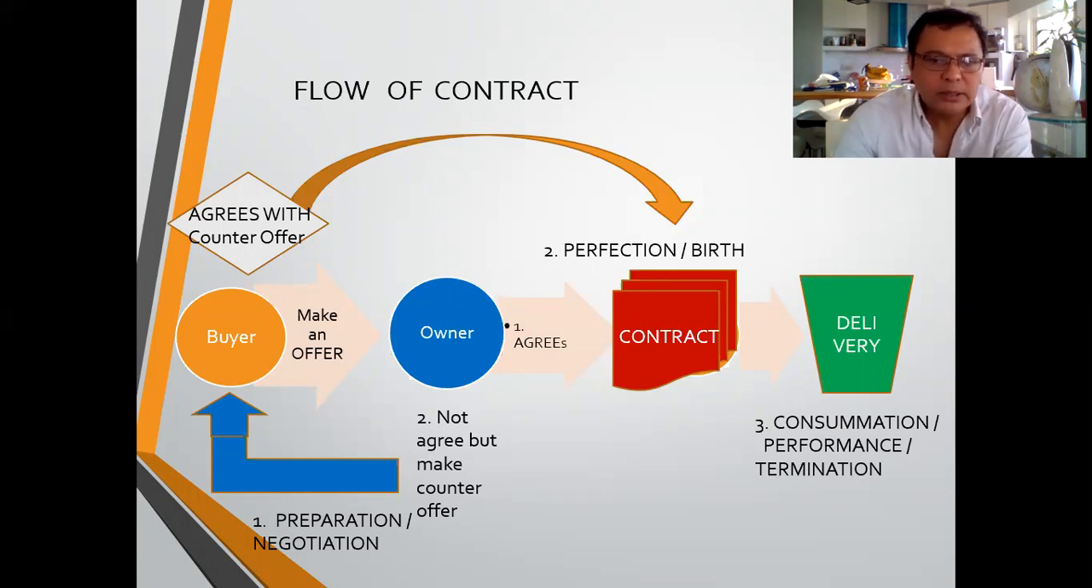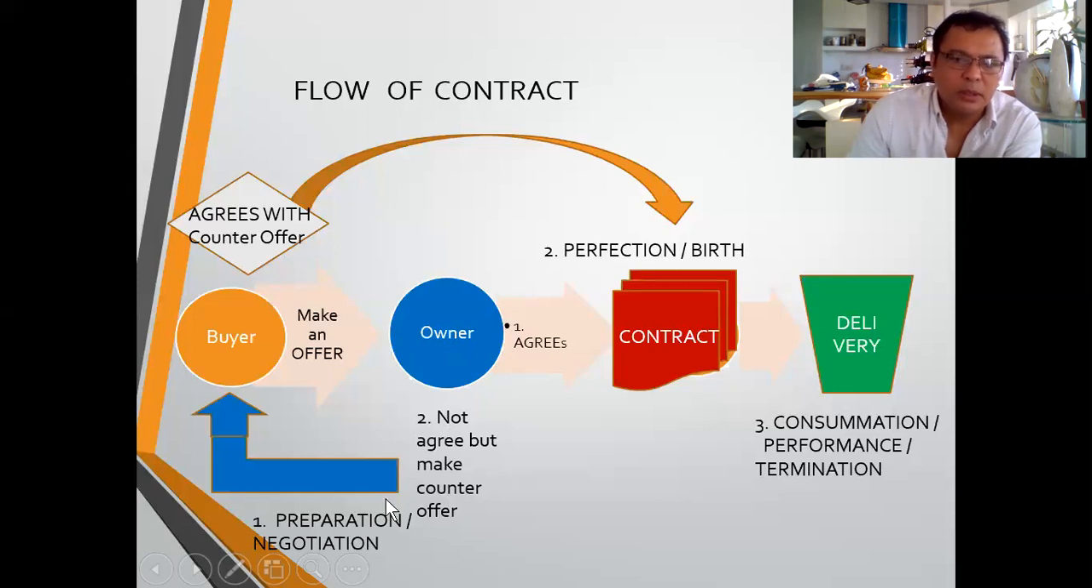But in some cases, there is another scenario, which is here shown as number 2. First would be preparation. The buyer makes an offer to the owner, but instead of agreeing, the owner will not agree, but make a counter offer. That's shown here as number 2. So instead of agreeing, the owner makes a counter offer.